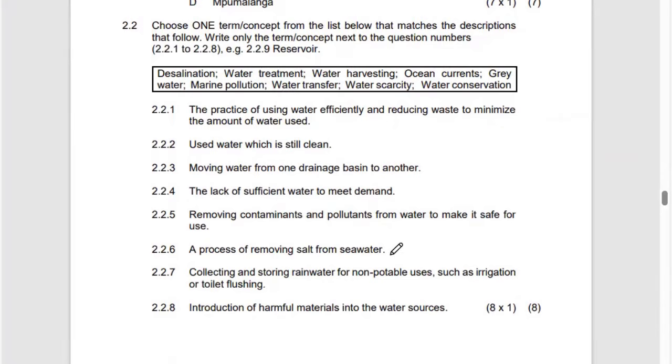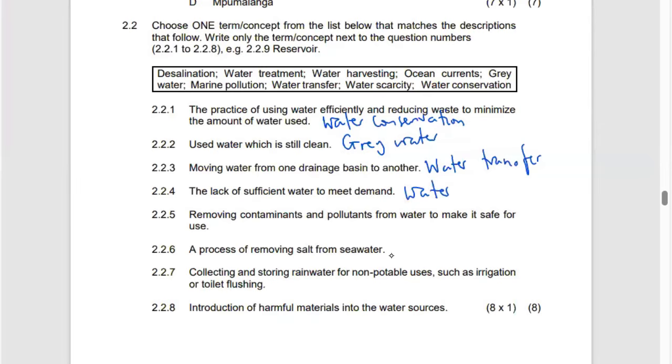The practice of using water efficiently and reducing waste to minimize the amount of water used. What do we call that? That is water conservation. We are conserving water. Used water which is still clean is called gray water. Then moving water from one drainage basin to another, that is water transfer. Lack of sufficient water to meet demand, we have water scarcity.